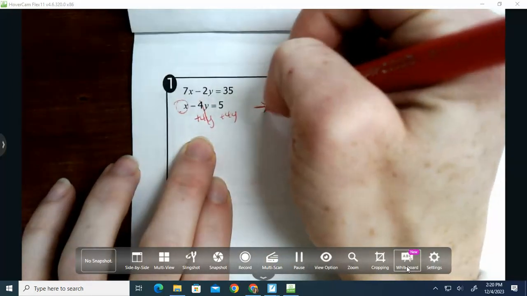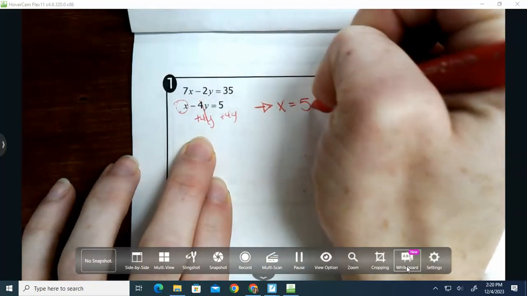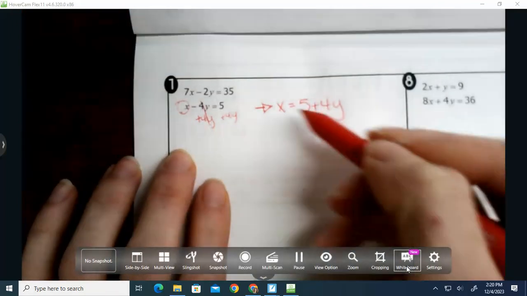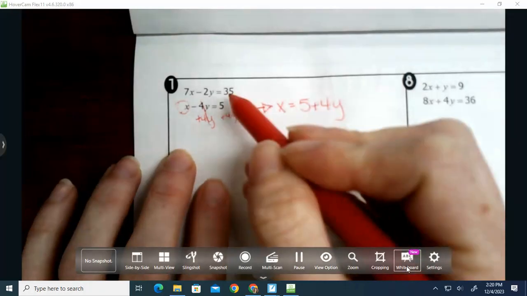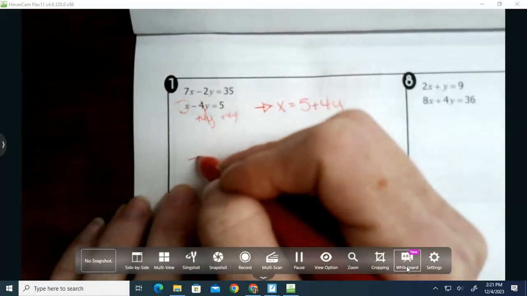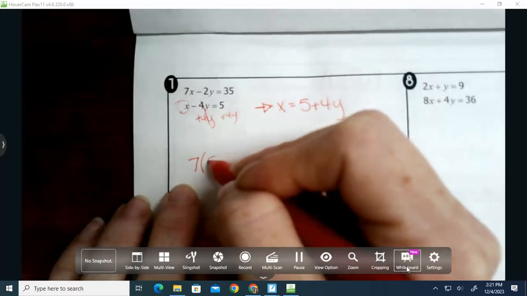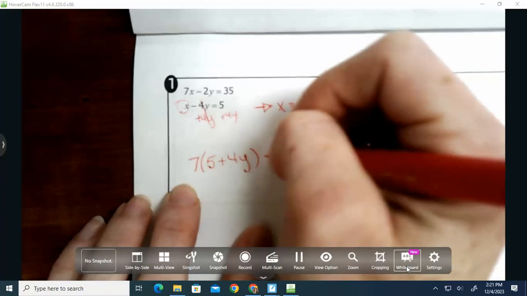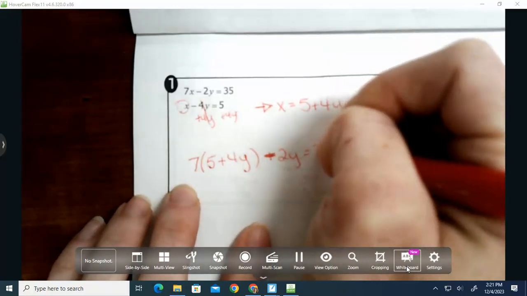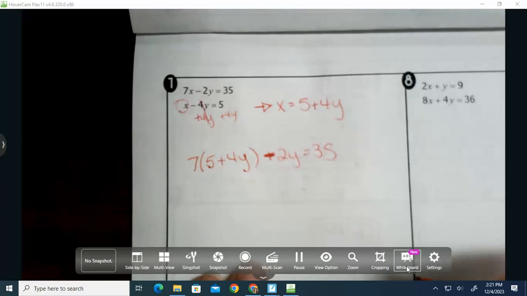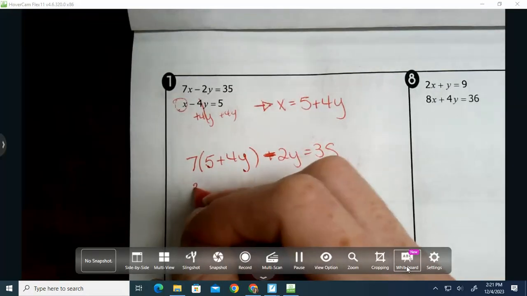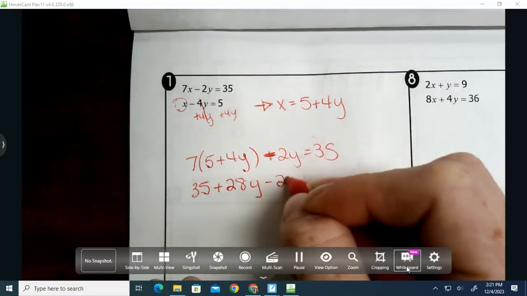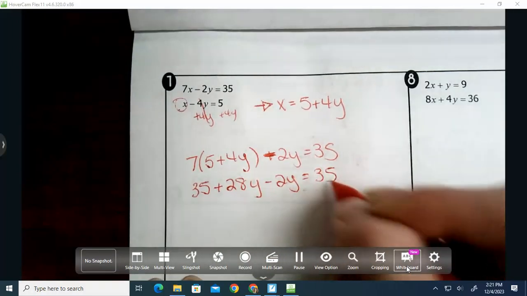So then it tells us x is 5 plus 4y. And then in substitution, we take that and we plug it back into the x. So we have 7, but instead of x, we write the 5 plus 4y minus 2y equals 35. Distribute, we get 35 plus 28y minus 2y equals 35.